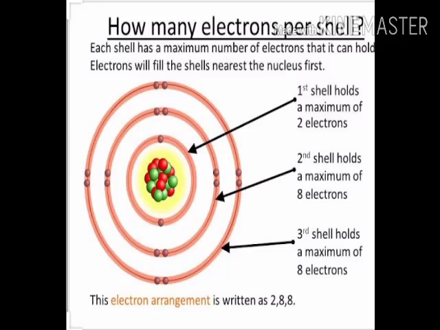Next, how many electrons per shell? Although we have got the information from the formula 2n square, the first shell holds a maximum of 2 electrons. Second holds a maximum of 8 electrons, and third shell holds a maximum of 8 electrons as well, because the third and the second shell are outermost shell and penultimate shell that we have already discussed in the previous module. The outermost shell, in order to become stable, wants to complete its octet, that is, have 8 electrons in its outermost shell.